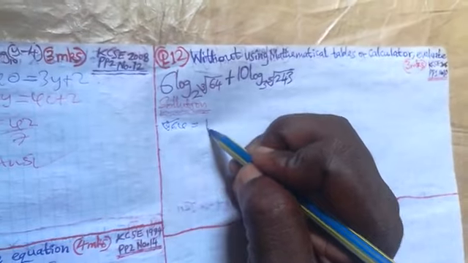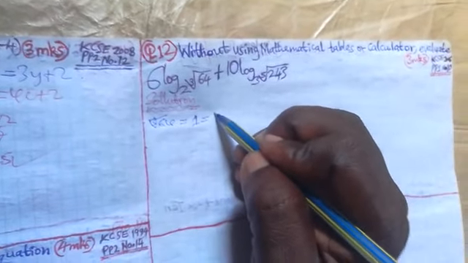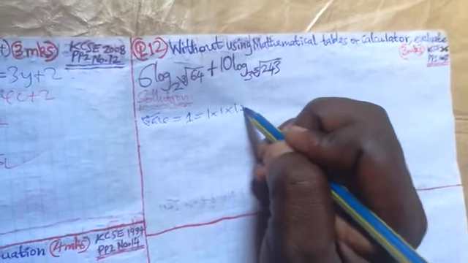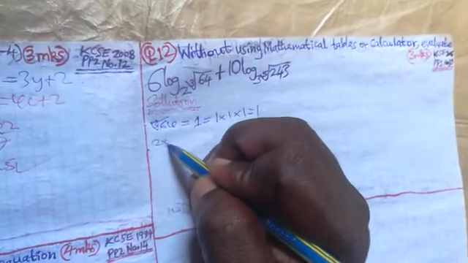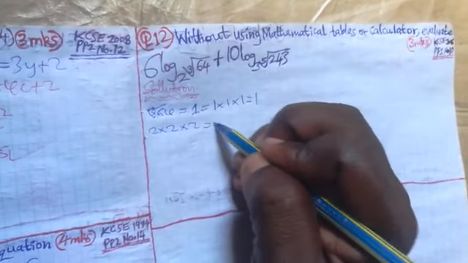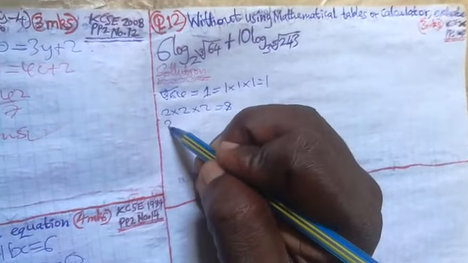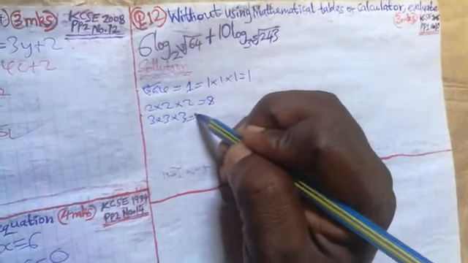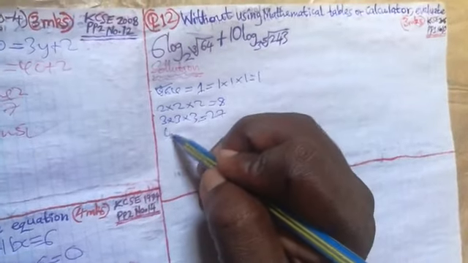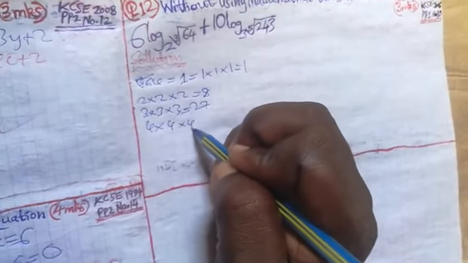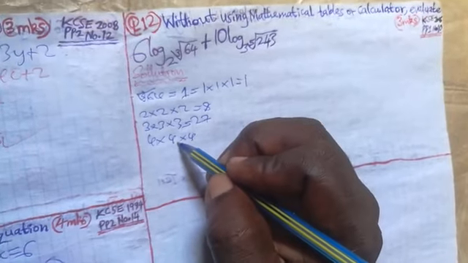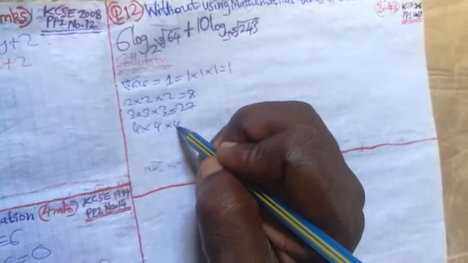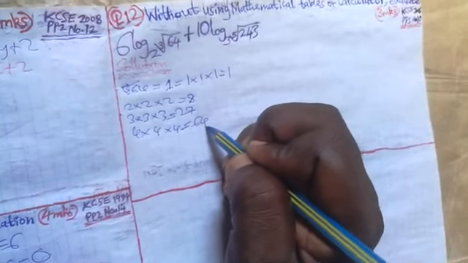Let's try number 1. 1 times 1 times 1 is 1. Now 2 times 2 times 2 is 8. 3 times 3 times 3 is 27. And 4 times 4 times 4: 4 times 4 is 16, times 4 is 64. Therefore, 4 will replace the cube root of 64.